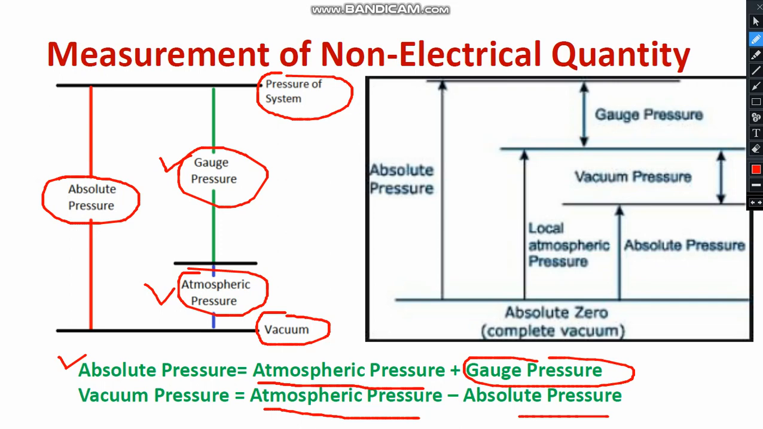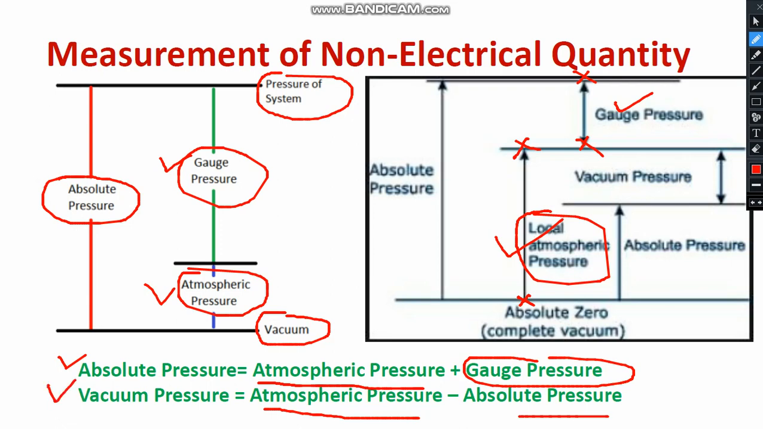Here also the relation is given. Atmospheric pressure is given from the absolute zero to this particular point. This is your atmospheric pressure, and the gauge pressure is given in this area. If you know these parameters, definitely you can calculate the vacuum pressure. Vacuum pressure must be the difference between the atmospheric pressure, which is shown here, and the gauge pressure. From the diagram itself it is merely visible.